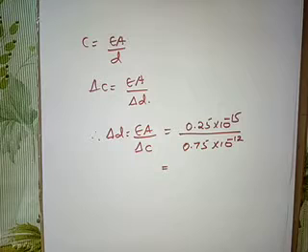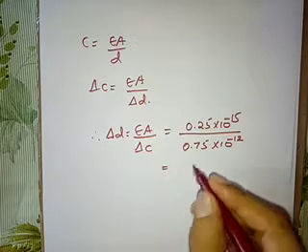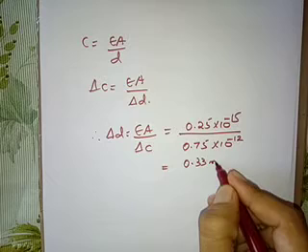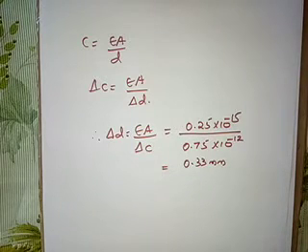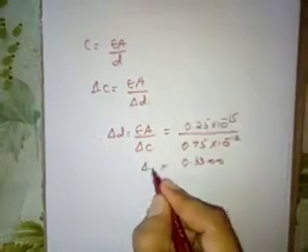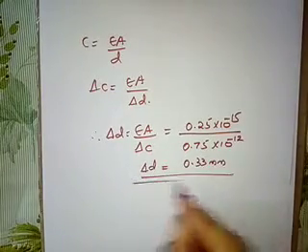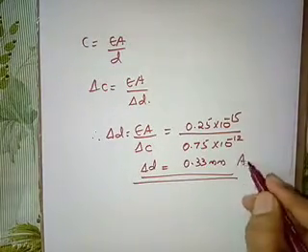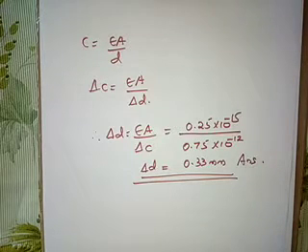Okay, so what will be the answer here? On simplification this comes out to 0.33 millimeter, that is 0.25 into 10 raised to minus 15 divided by 0.75 into 10 raised to minus 12. So the value of delta D comes out to 0.33 millimeter. So the answer is delta D is equal to 0.33 millimeters.